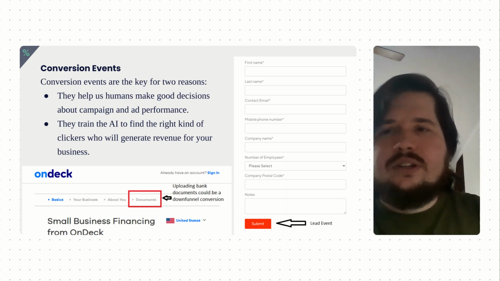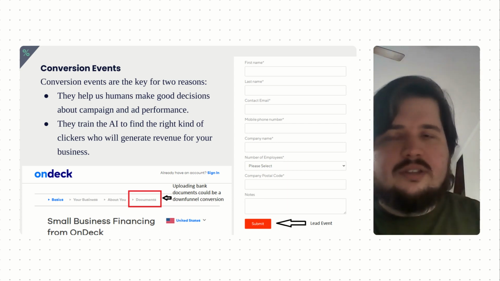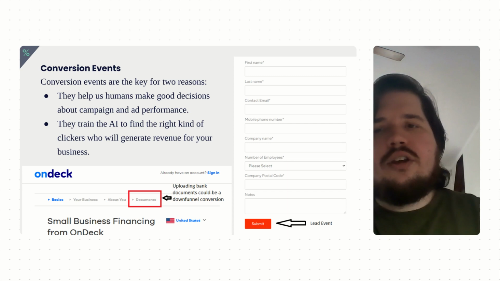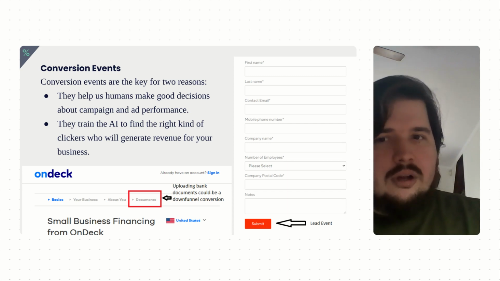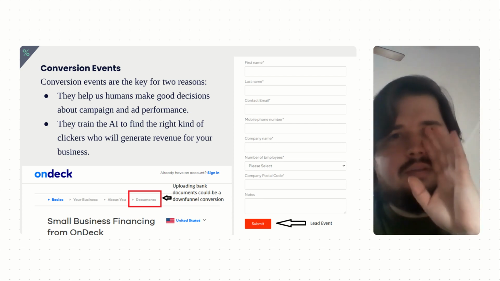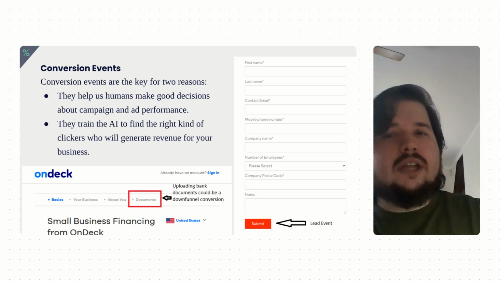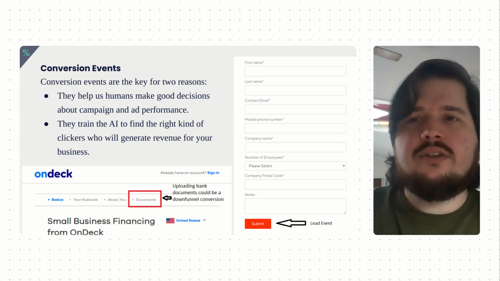So, for instance, an example here is OnDeck. OnDeck's a small business lender that I used to work for. You could make a conversion event at all sorts of points in the funnel. You could do it when a business owner first signs up and says, hey, I'm interested in financing. Or you could do it later on after they upload bank statements or something to prove they're a real business.